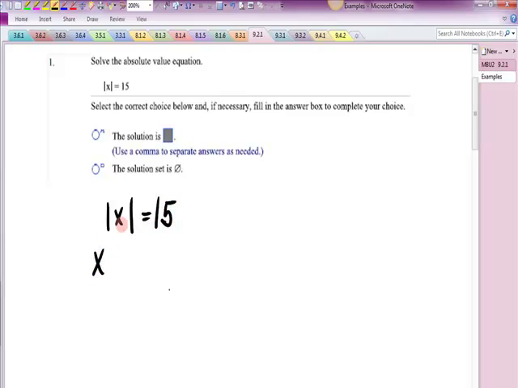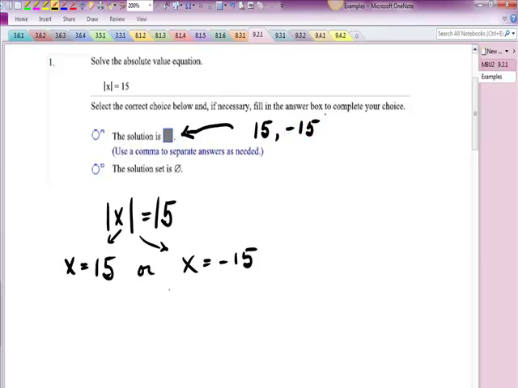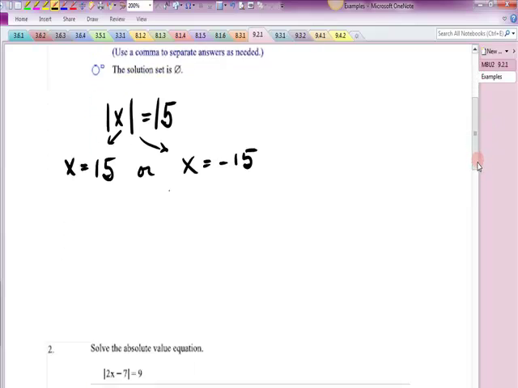That means the quantity inside is either equal to 15, so x is 15 or x is negative 15. There's nothing to solve, so I just have two answers. Here it says use a comma to separate answers as needed. So inside that box, it does not matter about the order. You will have 15 and negative 15. We'll look at one in a few minutes where the solution set is the empty set.